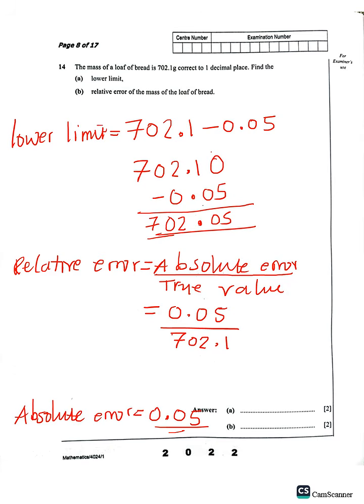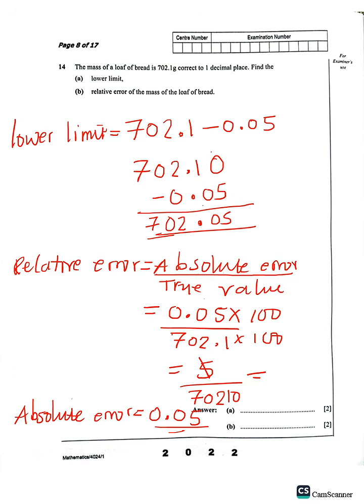So let's look at the lowest number, 0.05. For us to get rid of the decimal, we multiply by 100, since we have two decimal places, even this one by 100. So 0.05 times 100 is just 5 over 702.1 times 100. We get 70,210. Let's see how we can simplify it further.